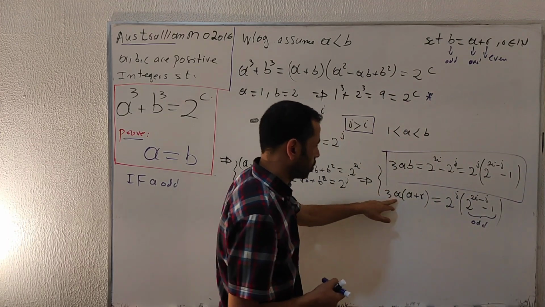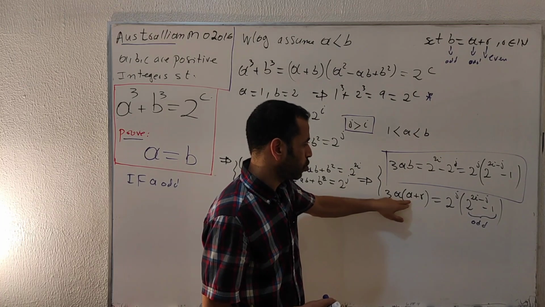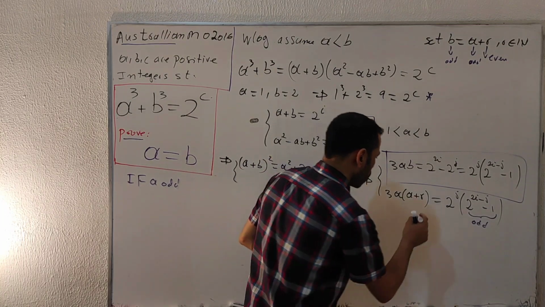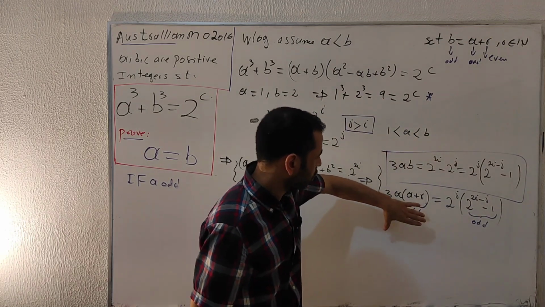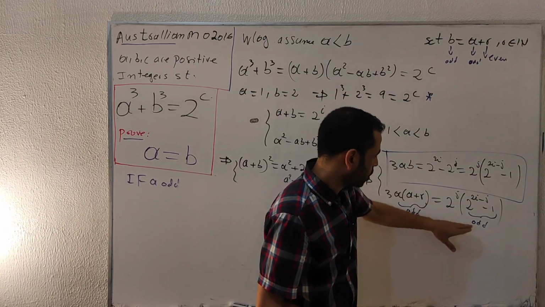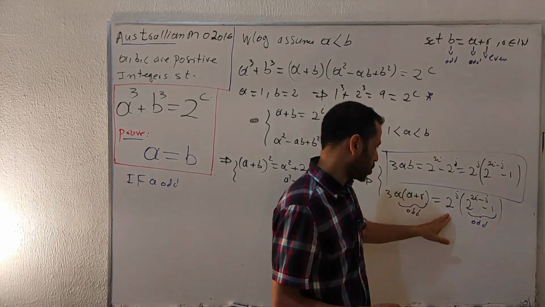We know a is odd, this one is even, this one is odd, which means the whole thing is odd. We know the left side is odd, the right side is even, which is impossible, which is a contradiction.